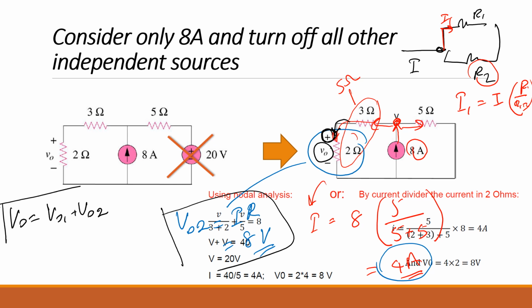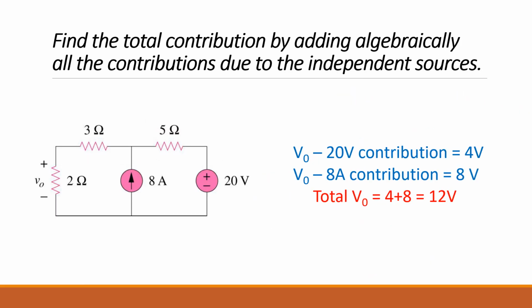So what did we get for V naught 1? Do you remember? 4, am I right? 4 volts when we consider just the voltage source, and this is 8. So 8 plus 4 is 12 volts. Are we good? I will give you one question for you to try and see whether you have understood. Okay, so this is what we got as the solution.